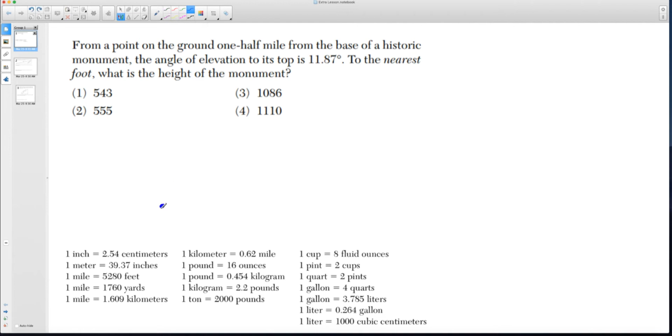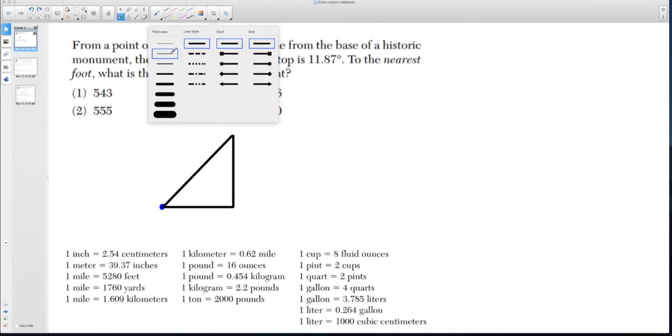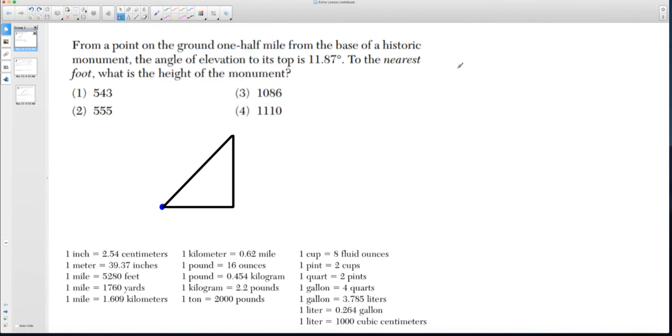So we're starting from a point on the ground and it's half a mile from the base of a historic monument. So here's a half a mile and this is our monument. The angle of elevation to the top is 11.87. So let's go ahead and just take a moment and fill in the angles and the half mile. So here's the half mile, so 0.5 miles.